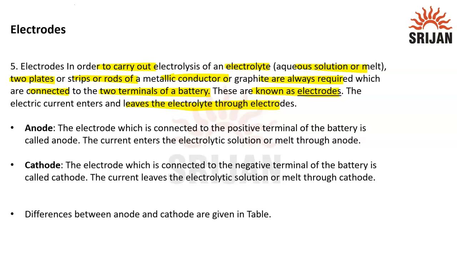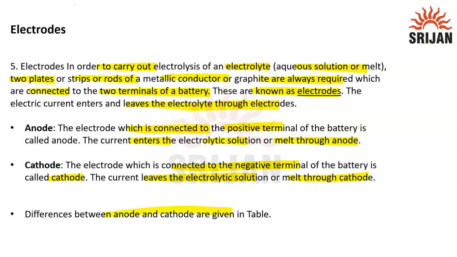The anode is the electrode which is connected to the positive terminal of the battery. The current enters the electrolytic solution or melt through this electrode. Cathode. This is connected to the negative terminal of the battery, and the current leaves the electrolytic solution or melted solution through the cathode.